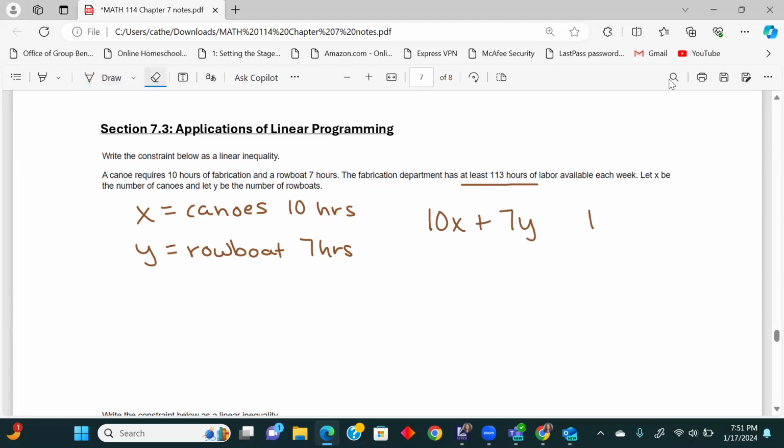Okay, so here's the hard part, figuring out what the inequality is. It says the hours that you use have to be at least 113. So the hours that you actually use have to be at least 113. Are they greater than or less than 113? At least, the smallest amount you can use is 113, but you can use more. So that is the constraint. This is the answer that they are actually looking for.